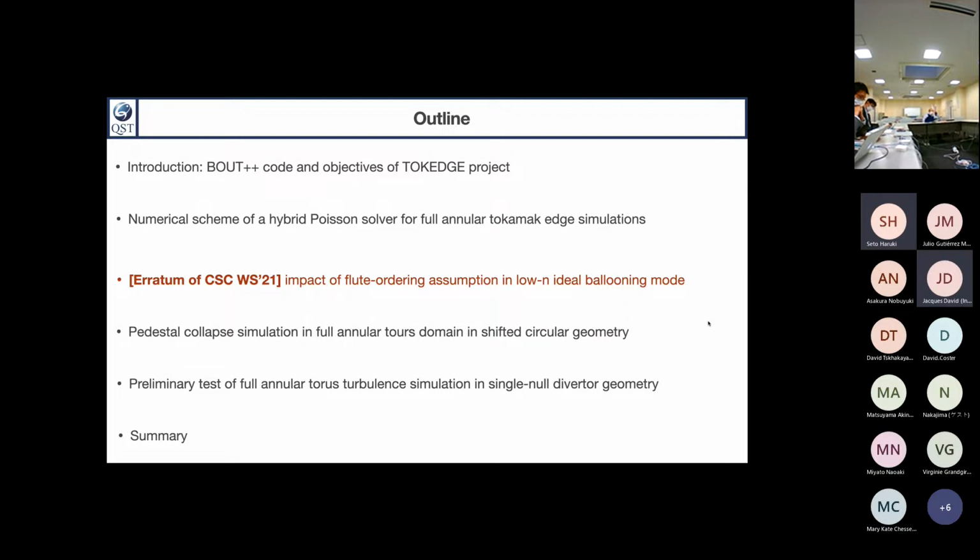In this section, the impact of the flute ordering assumption on the low-n ideal ballooning mode is reported as the errata of my previous presentation in the CSC workshop.